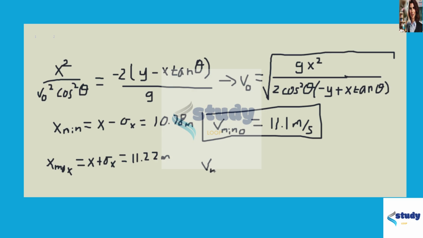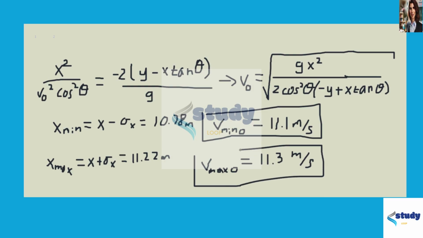We'll call that V max initial, M-A-X, and then initial 0. So V max 0 is equal to, plugging in all those values, using the same values for theta and for gravity, we find this is 11.3 meters per second. So that's the minimum and maximum range of velocities to get it there.